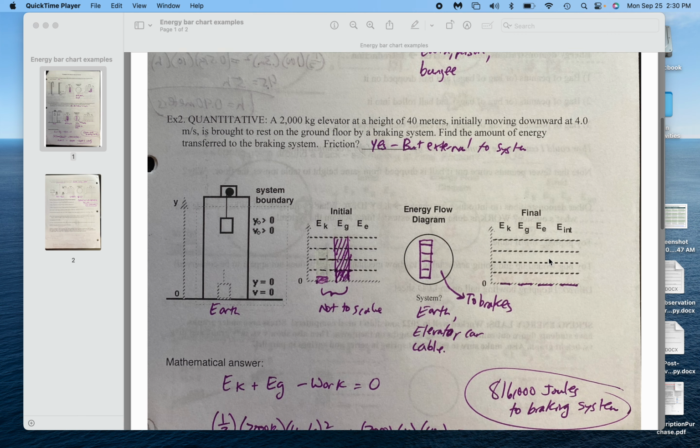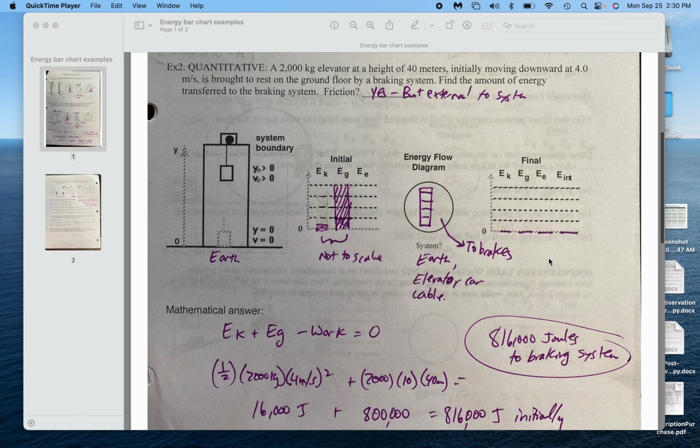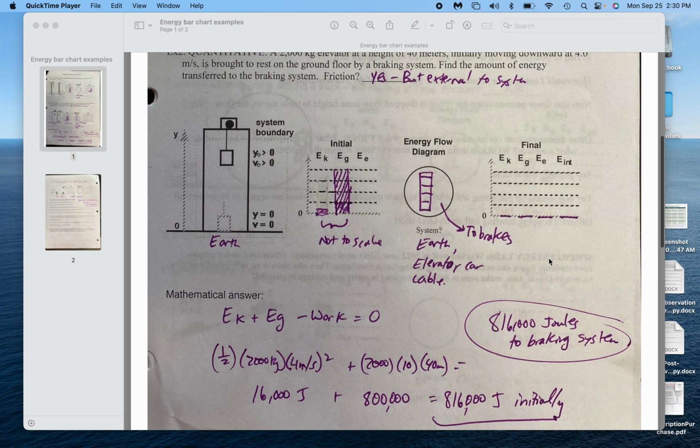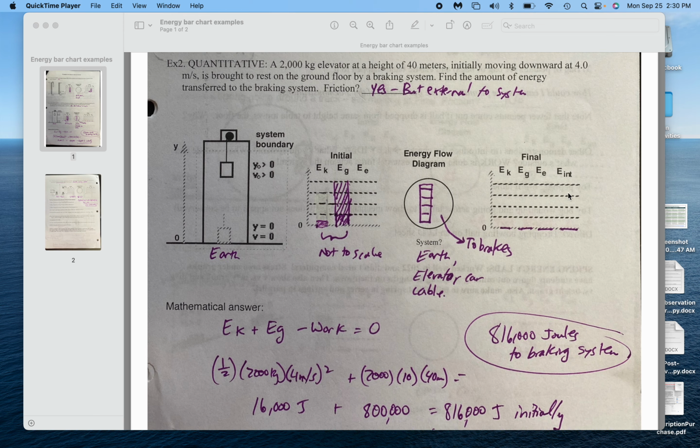Example 2 is a challenging example, and it's numerical, so I want to make sure we talk about that. A 2,000 kilogram elevator is at a height of 40 meters, so it's initially here. It's moving downward initially at 4 meters per second, and is brought to rest by a braking system. So if there was no braking, this would go faster and faster and crash into the ground. So you want to find the final amount of energy transferred to the braking system.